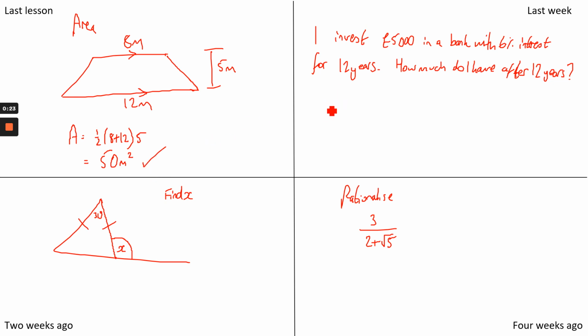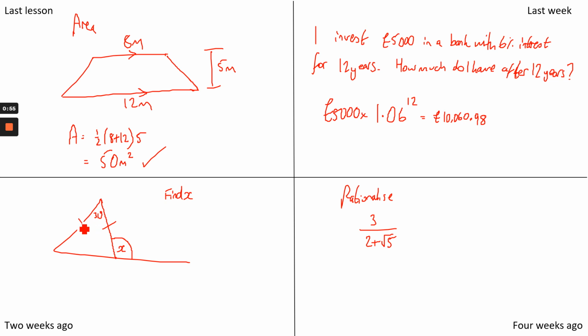Now for this one, if you invest £5,000 at 6% interest, it's going to be multiplied by 1.06, and we are investing it for 12 years. So it's 5,000. I just made a mistake there. So 5,000 multiplied by 1.06 to the power of 12, and you get £10,060.98. Remember, it's got to be two decimal places because it's just money.